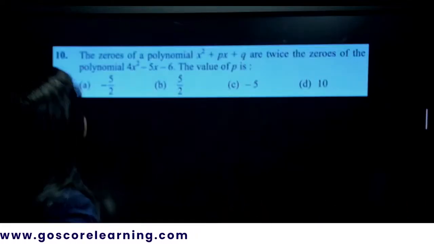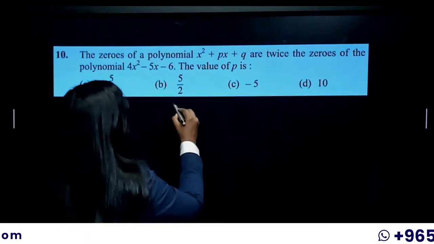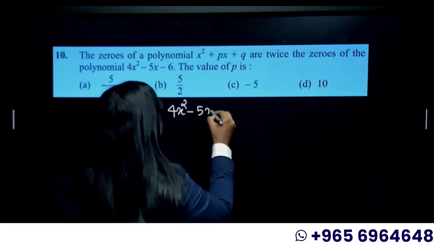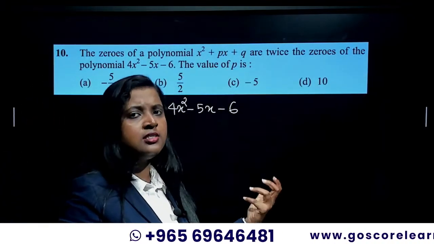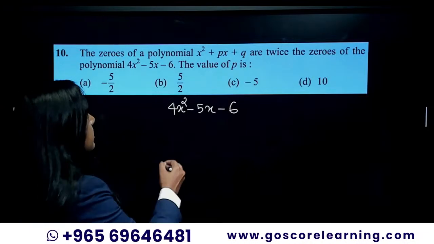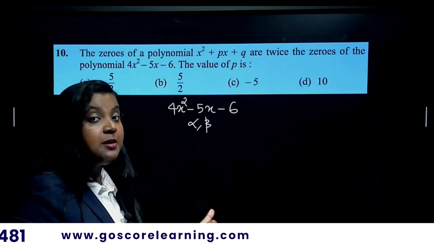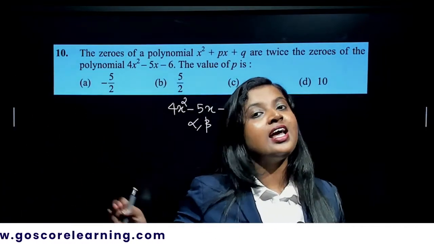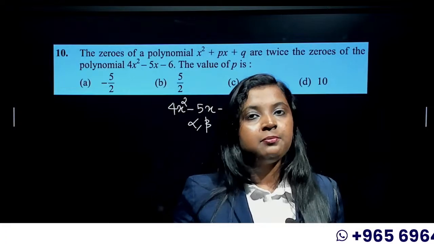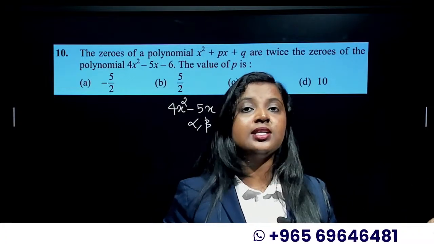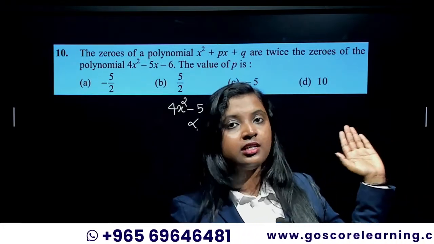Yeah. So the zeros of the polynomial are twice the zeros of the other polynomial, then the value of p. Let us consider this polynomial 4x squared minus 5x minus 6. Can you find the zeros of this? Yes, you can. But this is an MCQ question, so don't take forever to get the answer. Don't waste your valuable time here. Don't go for finding alpha and beta by splitting the middle term, because we have the relationship between zeros and the coefficients. Just make use of that.